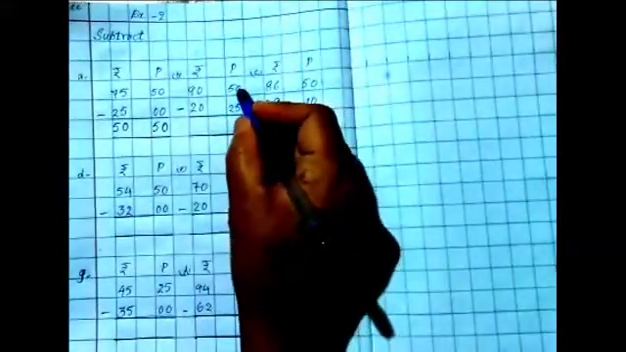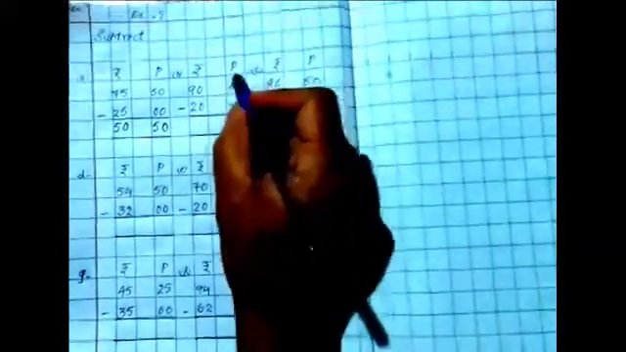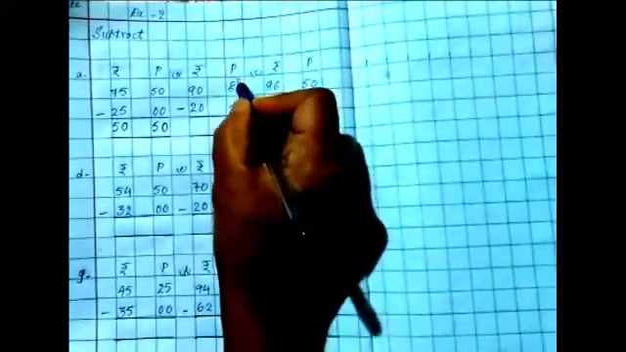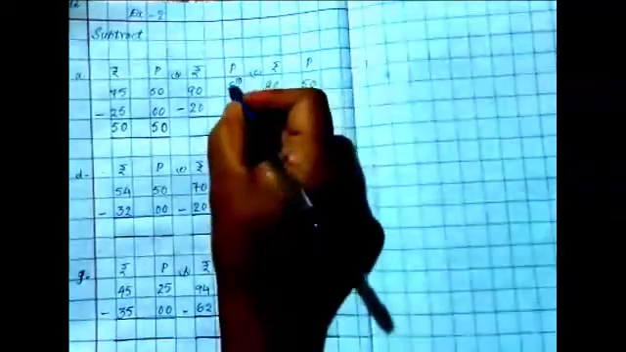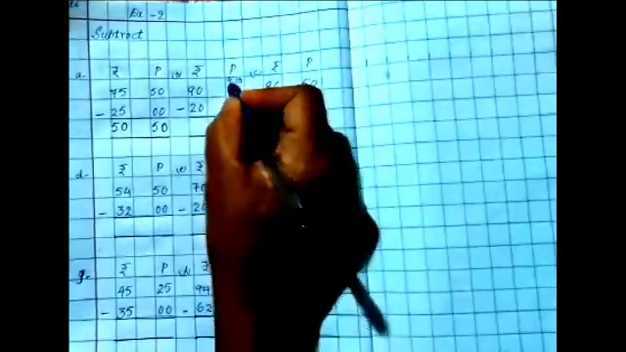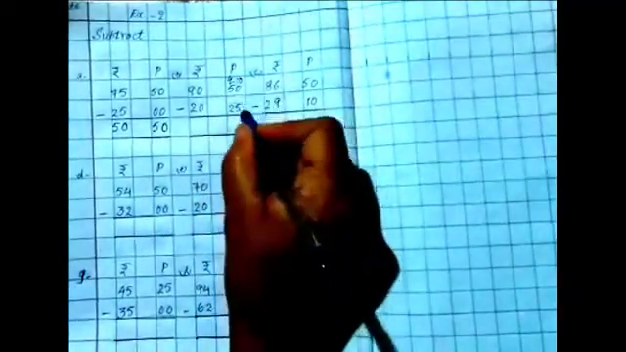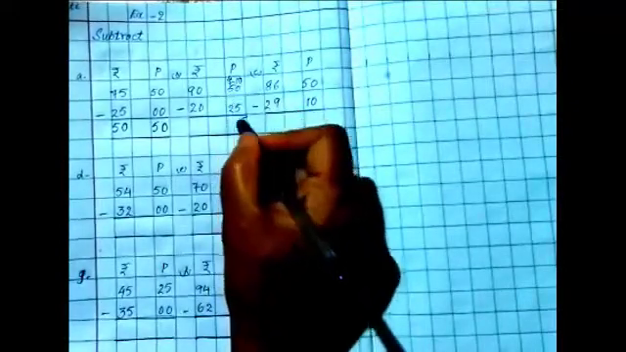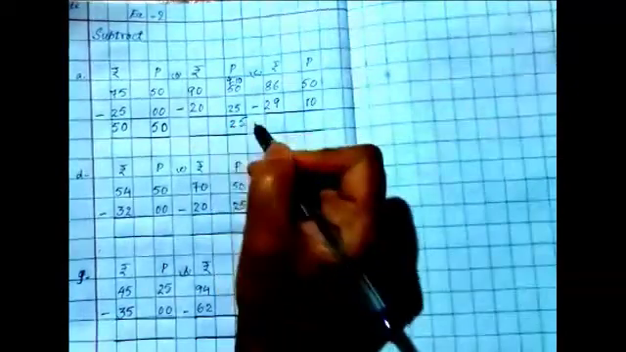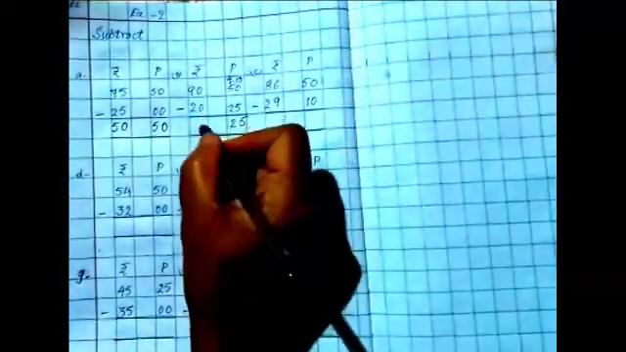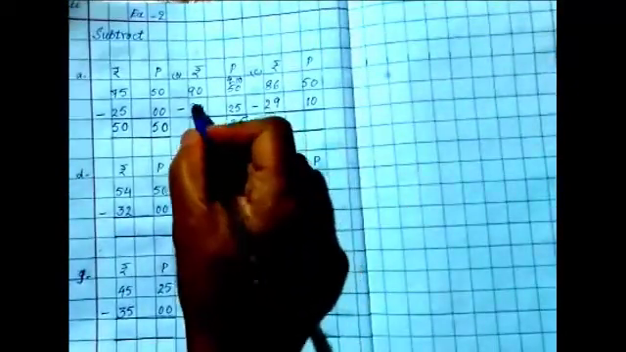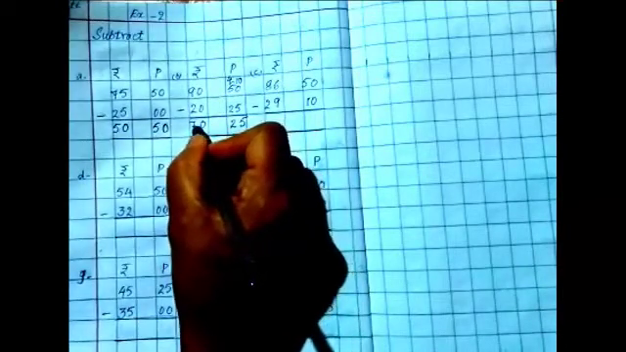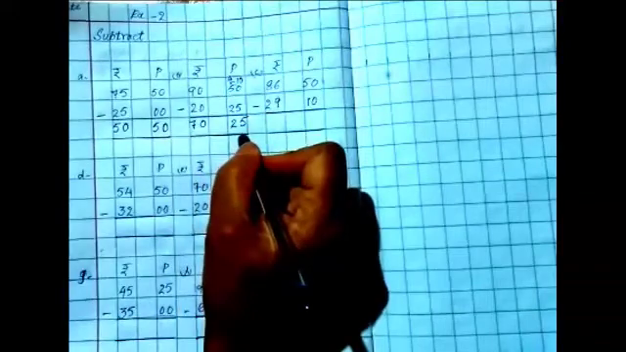Here from 0, 5 will not go, so you need to borrow from the next number, making it 10, and this will become 4. Now 10 minus 5 is 5. Here 4 minus 2 is 2. 0 minus 0 is 0. 9 minus 2 is 7. 70 rupees and 25 paise.